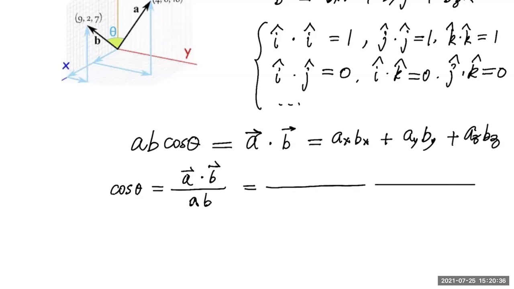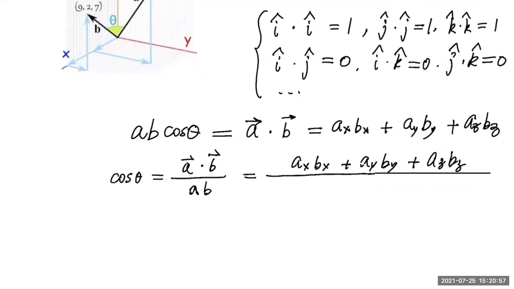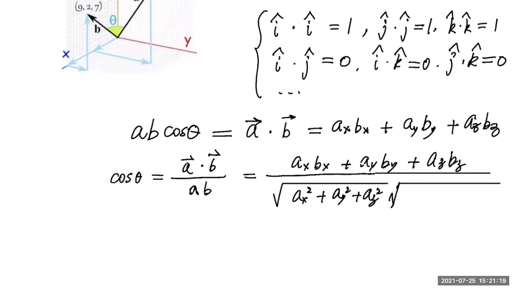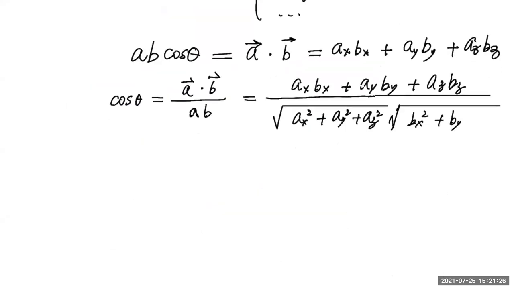So let me find the numerator first. And that is AX BX plus AY BY plus AZ BZ. And then it is divided by the magnitude of A times the magnitude of B. Now the magnitude of A, isn't that equal to the square root of AX squared plus AY squared plus AZ squared, right? And then followed by the magnitude of B, same story. That is BX squared plus BY squared plus BZ squared, right?